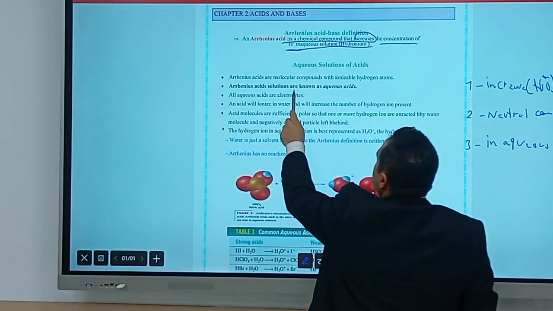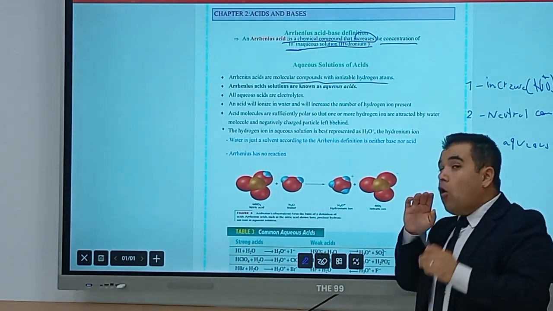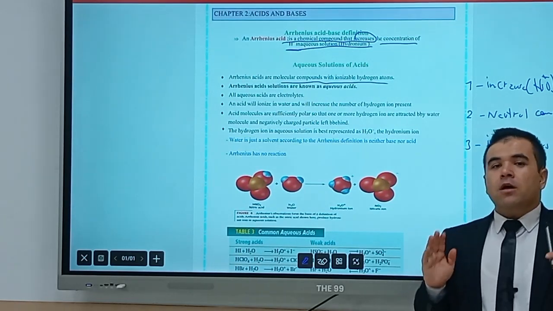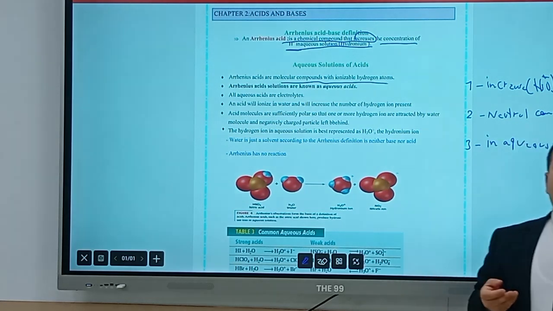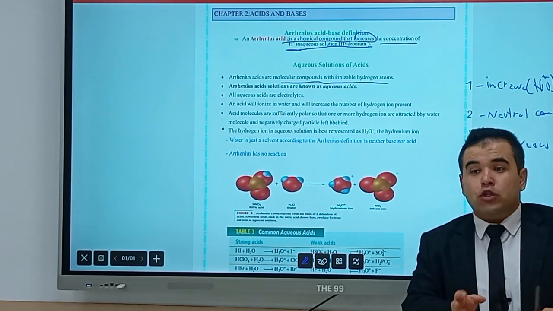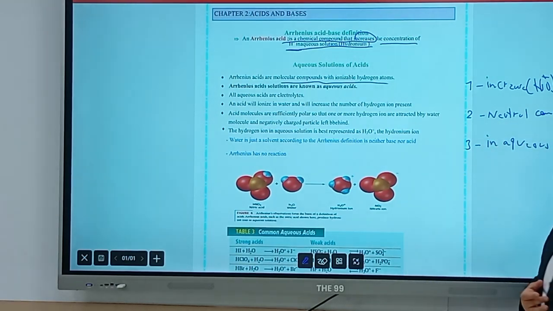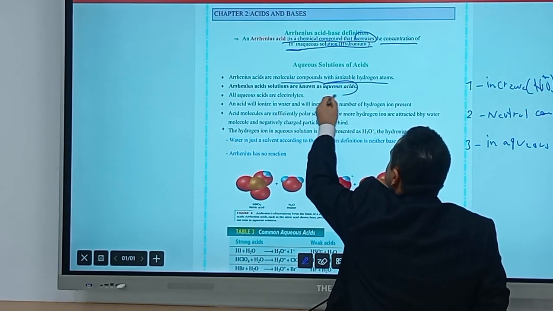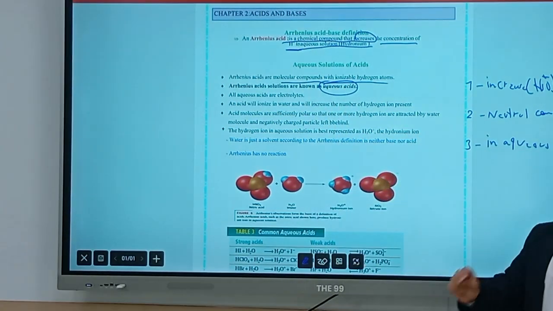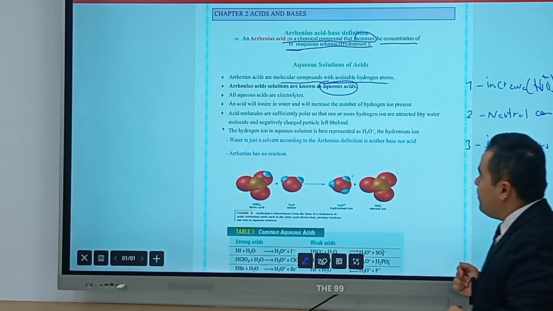Guys, Arrhenius acids are molecular compounds with ionizable hydrogen atoms. So all Arrhenius acids must have hydrogens, which we call protons, and must donate those protons to attract with water and produce or increase hydronium in the aqueous solution. Arrhenius acid solutions are known as aqueous acids. Why? Because Arrhenius defined acids only in aqueous medium, not in other mediums.